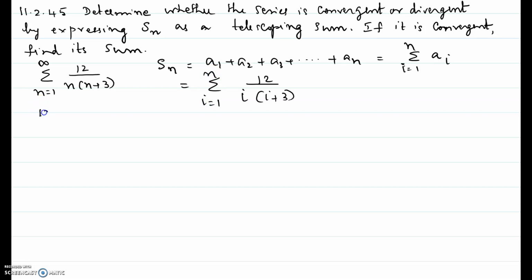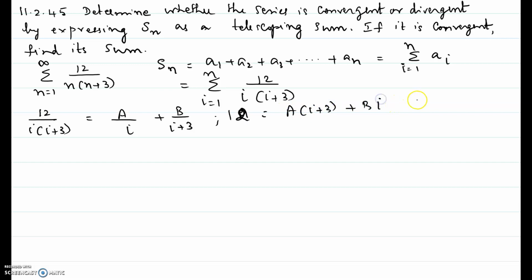Now let's consider 12 over i times i plus 3. We're going to apply resolving into partial fractions. So we are going to write this as a over i plus b over i plus 3 and determine what the constants a and b are. So we can write here 12 equal to a times i plus 3 plus b times i. Call it step 1.